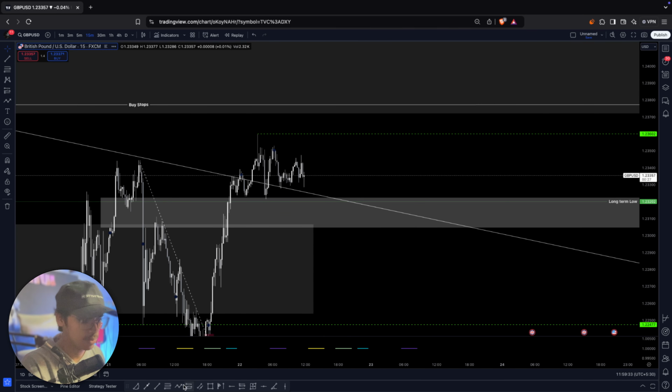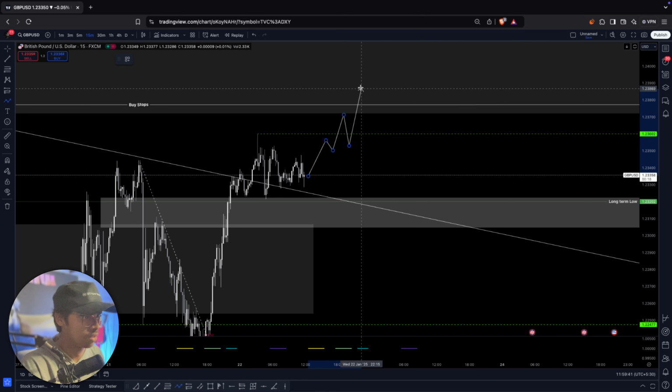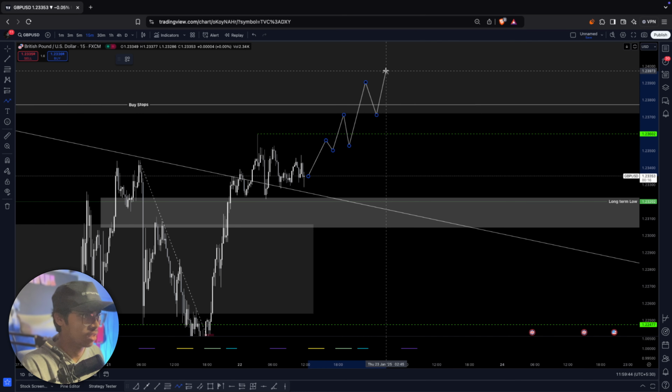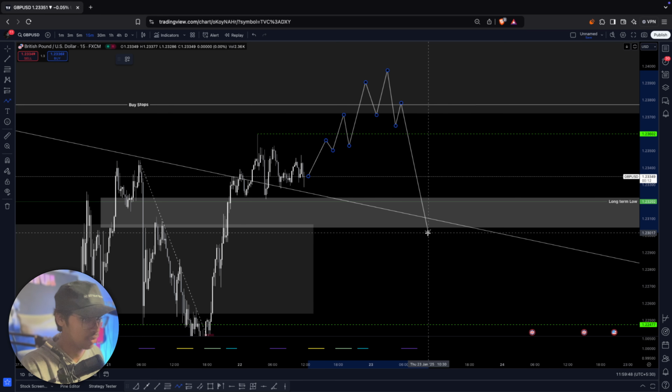So if the price goes up, it takes out buy side liquidity and this sell side as well. Now, here we are, and we should anticipate somewhere over this particular point.